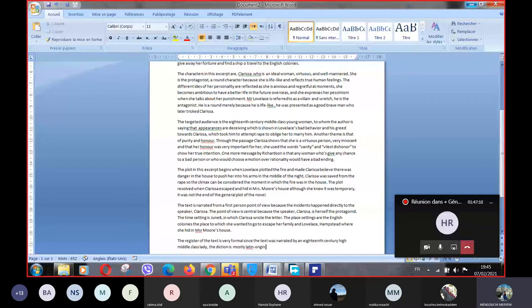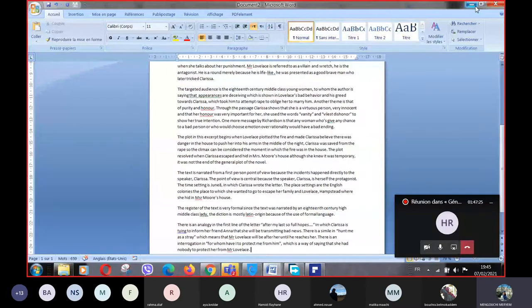Now, let's look at the figures of speech. We had already mentioned some figures of speech. We said there is an analogy, there is a simile, there is also an interrogation. Can you provide more figures of speech before we leave? Figures of speech, anyone? Here, this is the text. There are many figures of speech, actually.